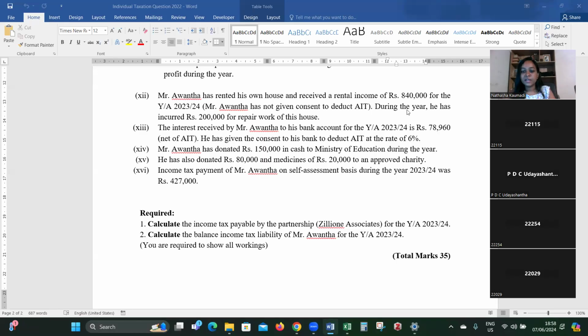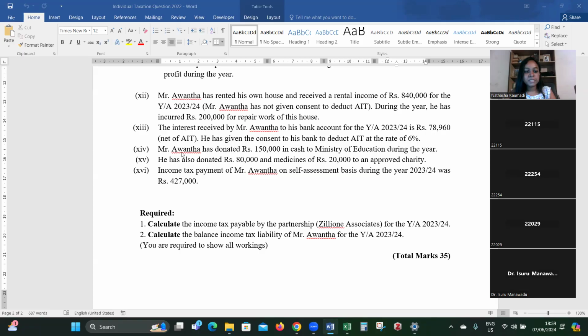Yes, gross rent. So during the year, he has incurred 200,000 for repair work of this house. We have to remember that point as well. For house repairs, he has incurred some amount. And then the next point, the interest received by Mr. Avantha to his bank account for the year of assessment 2023-24 is rupees 78,960. That is net of AIT. So that's given, right? After deducting AIT, he has received this interest. He has given the consent to his bank to deduct AIT at the rate of 6%. So that information given. So it is clearly net interest.